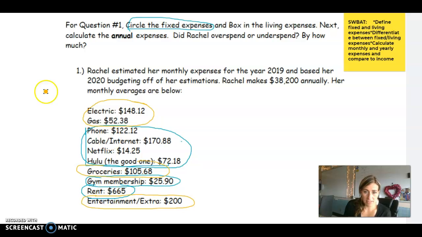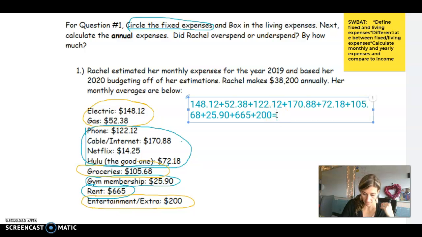Okay, so calculate the annual expenses, and did she overspend or underspend? So I'm actually going to pause the video and I'm going to add up all of the monthly expenses, because I can't find out how much she is spending yearly until we add up the monthly expenses. So I'm going to pause it and I'm going to type it all out, and then we'll calculate it. Okay, if I calculated this correctly, which I suggest that you also double check it. My fat fingers push the wrong button sometimes. Her monthly expenses would be $1,562.26.